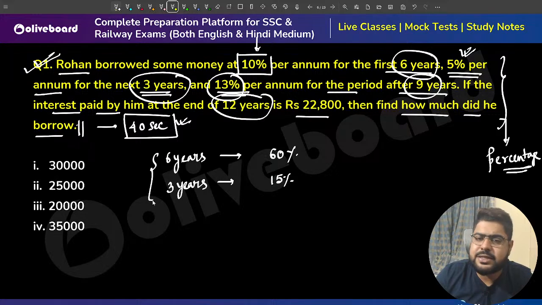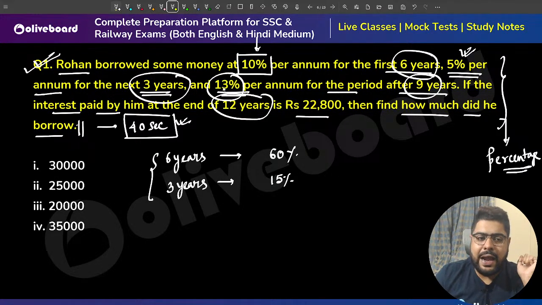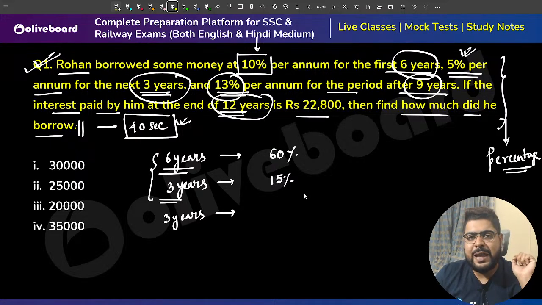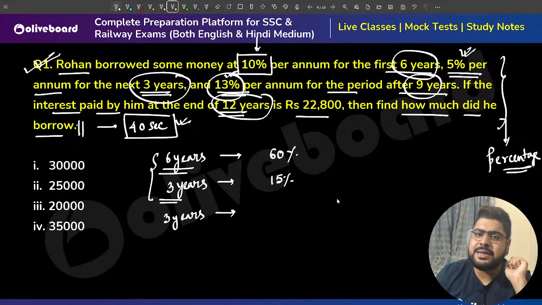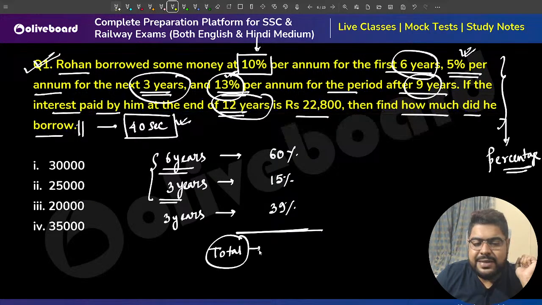6 plus 3, 9 years gone. Any period beyond 9 years, 13% per annum. And in total he had taken the loan for 12 years. That means how many years is left? Out of 12 years, 6 years and 3 years, 9 years gone. So 3 years is remaining, 12 minus 9. In those 3 years, every year he will pay 13% interest. So in 3 years he will pay 39% interest. So total this much interest he will pay.